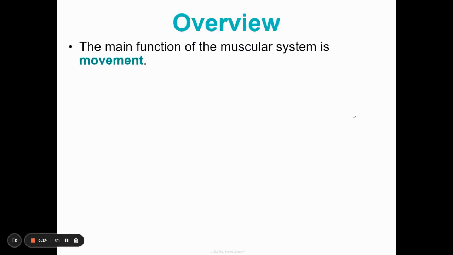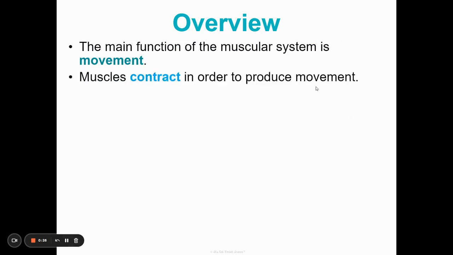So, you know this already. The main function of the muscular system is movement, right? That's kind of a no-brainer. And just a reminder that muscles need to contract in order to produce movement. So they're going to pull. They can never push. Muscles can only pull. And that's just something to keep in mind as we're going through this and trying to remember what the muscles are, what their actions are.